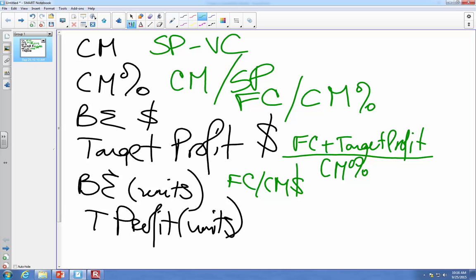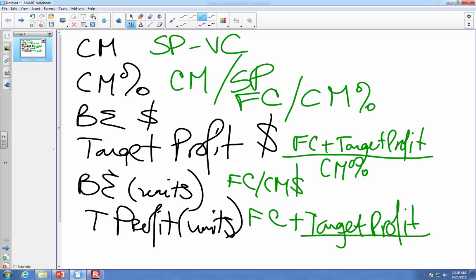This is actually a review. You don't need to write this down again. Fixed cost plus, what am I trying to cover here? Not just my fixed cost, but my target profit. I want to earn $1.3 million. Yeah, over contribution margin. Very good. Oh, it's dollars.